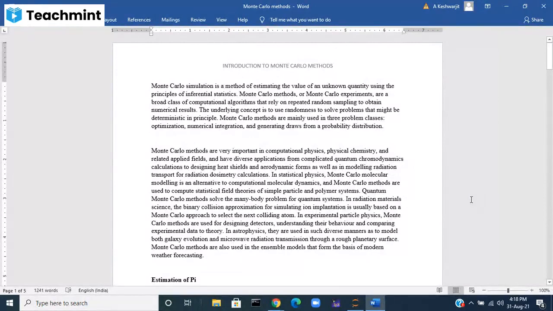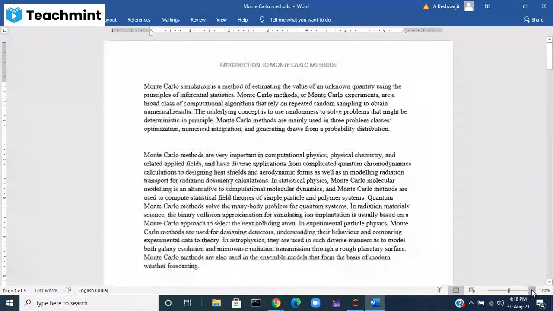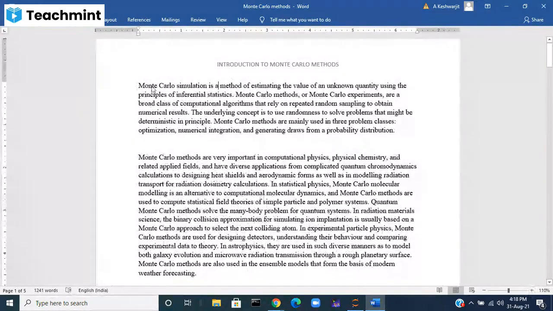So as we discussed last time, what are Monte Carlo methods or Monte Carlo simulation? Monte Carlo simulation is a method of estimating the value of an unknown quantity using the principles of inferential statistics.